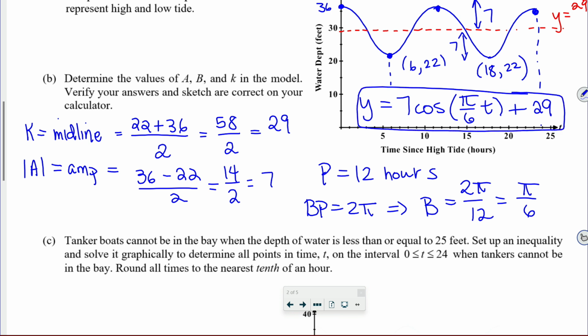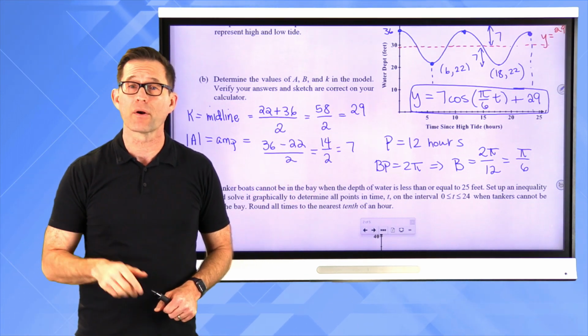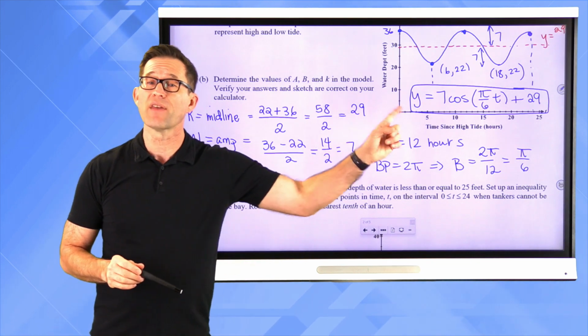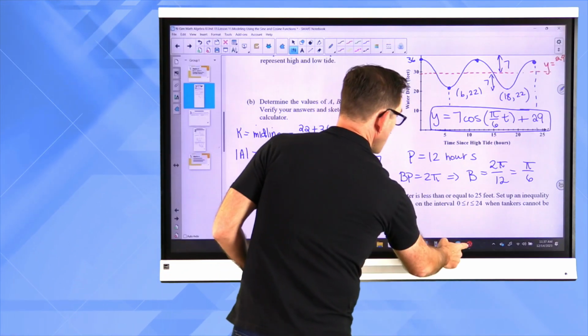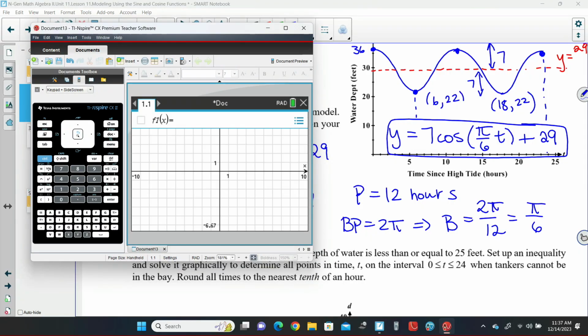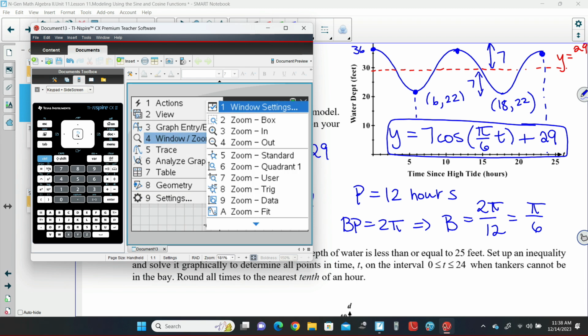And maybe I should have said d of t and not y, but literally this is now predicting the depth of the tidal water, right, at this location as a function of the hours since it was at high tide. Let's take a look at it on our calculator. We're going to want that anyway for the next part of the problem. Let's go into our graph. We're going to say we've got 7 times the cosine of pi over 6 times x plus 29. Okay, great. I don't see anything because my window is not even close to being correct.